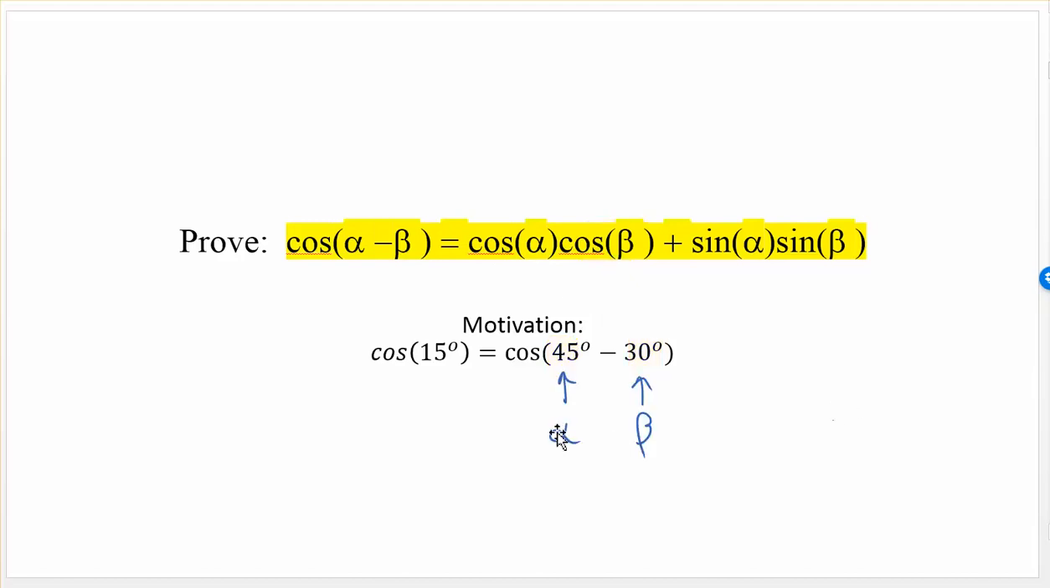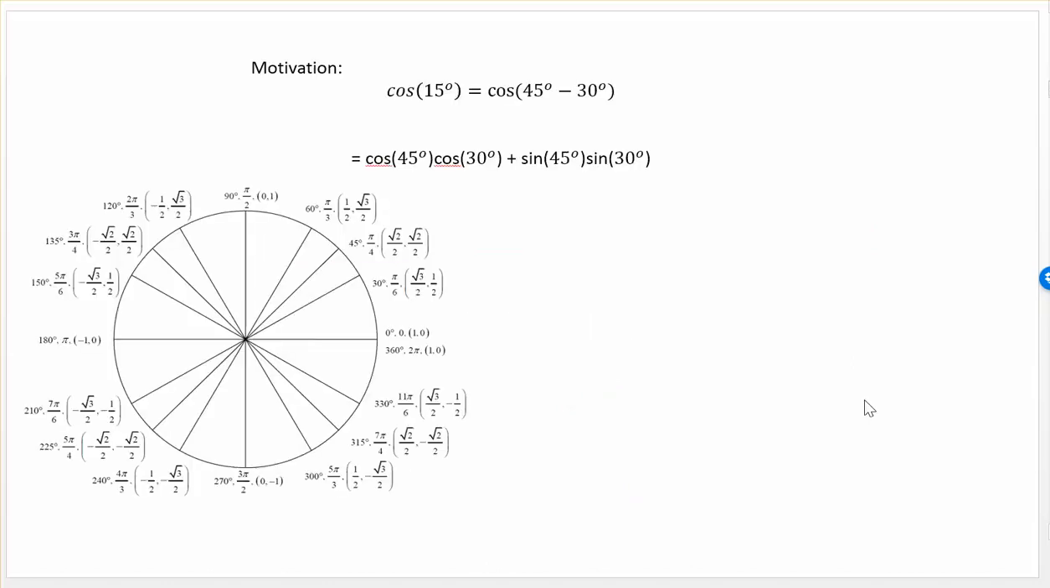So what we'll do is we'll call alpha 45 degrees and beta 30 degrees. And we can expand the cosine of 15 degrees using the right-hand side of this equation, like so. And at this point, we can pull up the unit circle and come up with the values of the cosine of 45 degrees. If you don't already have them memorized, here's the unit circle. We start here and we say here is our 45 degree angle, and cosine is the x coordinate. So we know that the cosine of 45 degrees is the square root of 2 over 2.